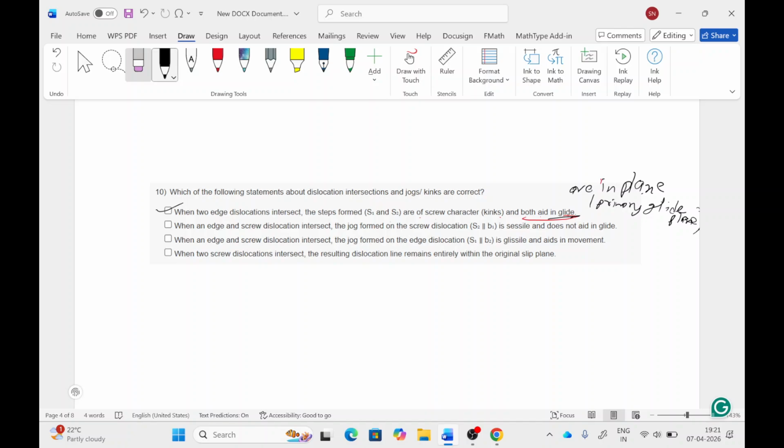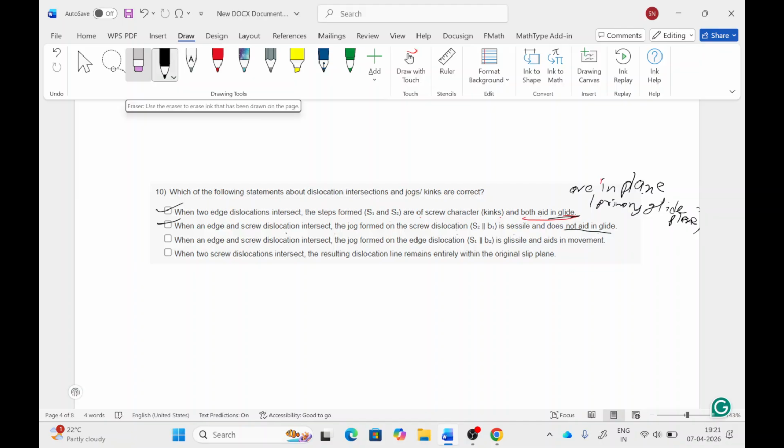Second is when an edge and screw dislocation intersect, the jog formed on the screw dislocation is sessile and does not add in glide. So this is also correct because the jog formed on the screw dislocation is out of plane, and that will get immobile after intersection. So this will not add in glide. So second option is also correct.